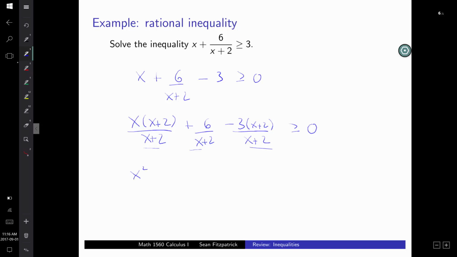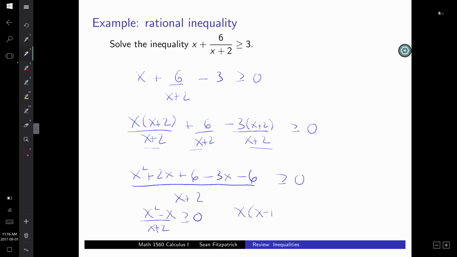And now, because the denominator is the same in all three terms, I can collect them up. I've got x squared plus 2x plus 6. Careful, that minus pushes through. Minus 3x minus 6. And the whole thing is over x plus 2. That should be bigger than or equal to 0. Clean things up. I've got (x squared minus x) over (x + 2) bigger than or equal to 0. And so let's factor that top. x times (x - 1) over (x + 2) needs to be bigger than or equal to 0.